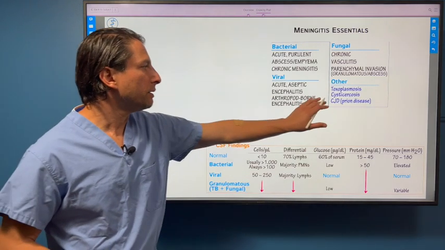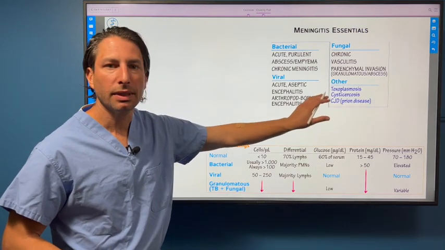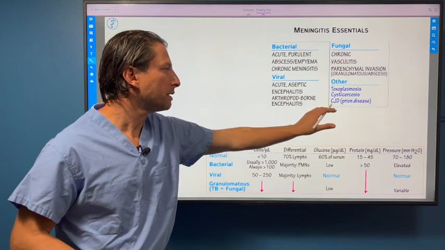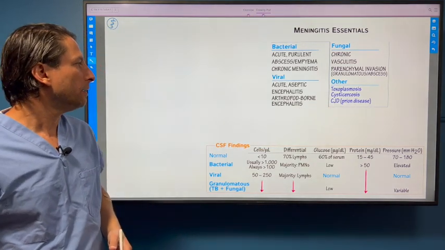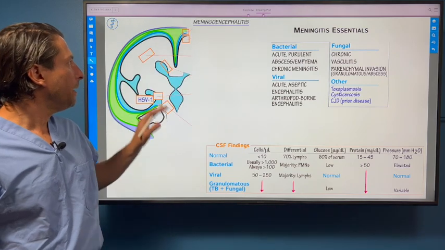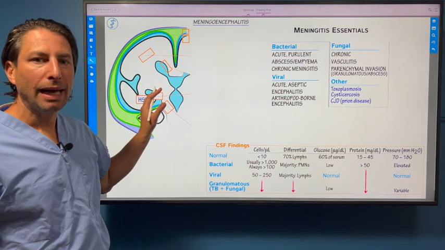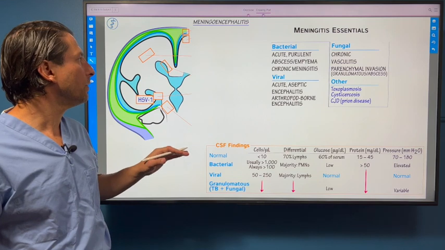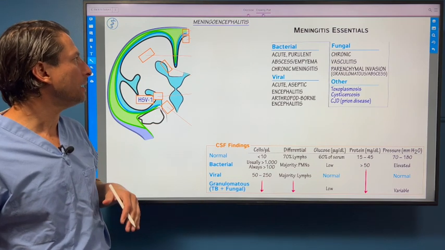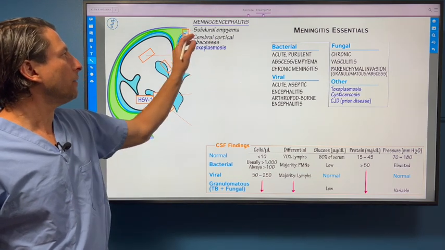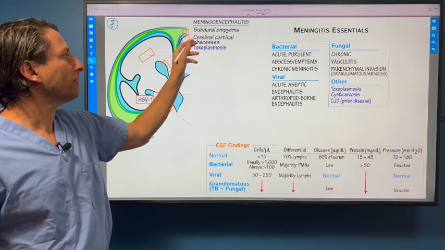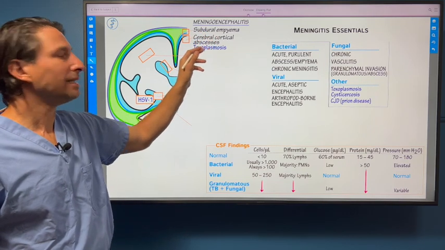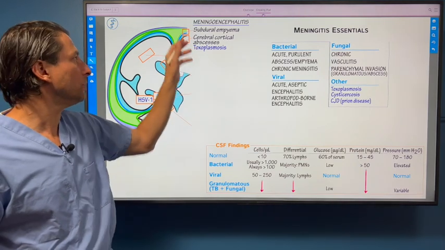There are other causes as well that we don't talk about here, but toxoplasmosis, cysticercosis, and then prion disease, CJD, if we want to think of that as a meningoencephalitis. Localization can be helpful in terms of helping identify what the etiology is. So here in the subdural space, we can have subdural empyema. We can have cerebral cortical abscesses, such as toxoplasmosis will do this.